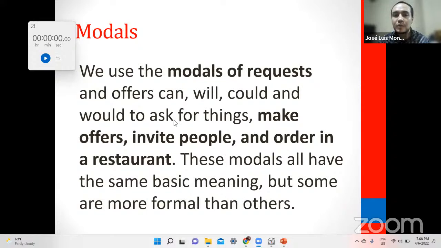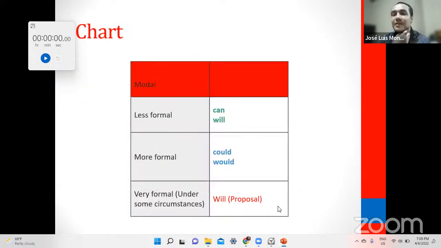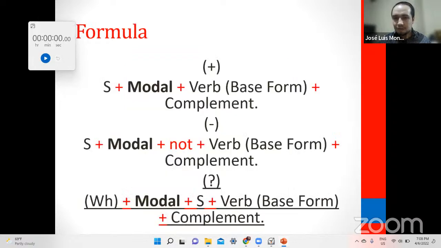Can, will, could, would. The next part is going to be this chart. This only shows levels of formality. Okay, so you have less formal, can, will, sometimes. More formal, could and would. And very formal, and this is also under certain circumstances, will, as proposal. Okay, as proposal. So it can be not formal, but in some cases, will can be very formal. Let's go to the next part.